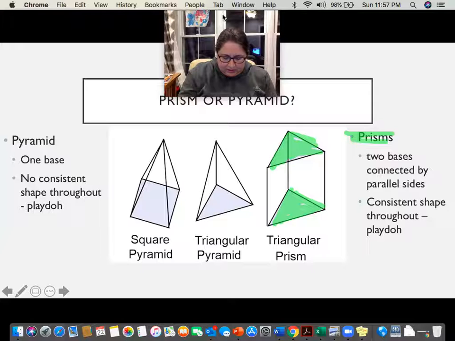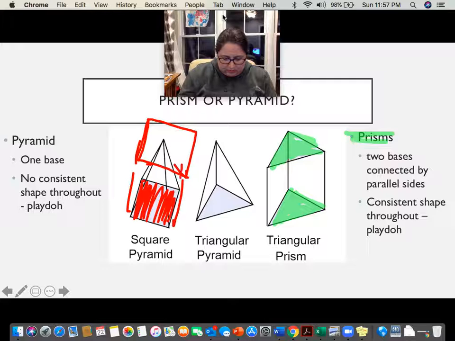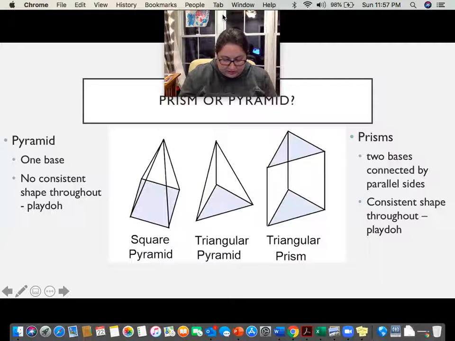But then we think about a pyramid, and a pyramid is different because a pyramid only has one base. So what that means is, if it's a square pyramid, there's not another square up here that it's connected to. If it was, then it would be a rectangular prism. But it's not, so it's a pyramid instead.